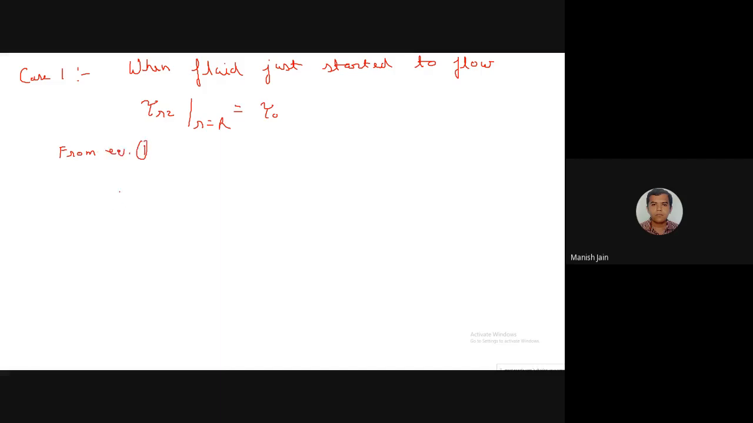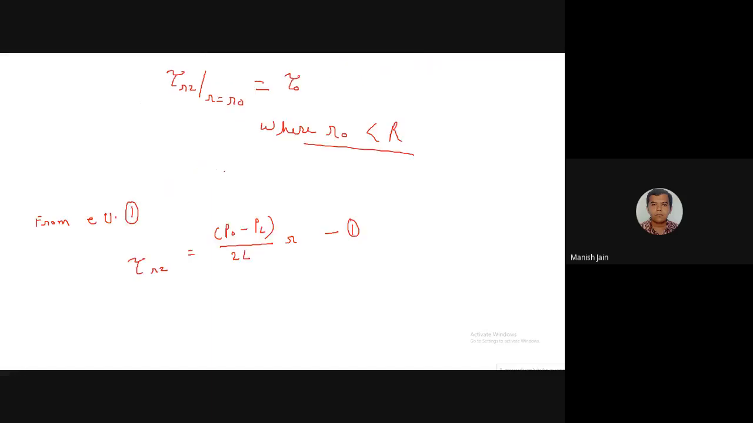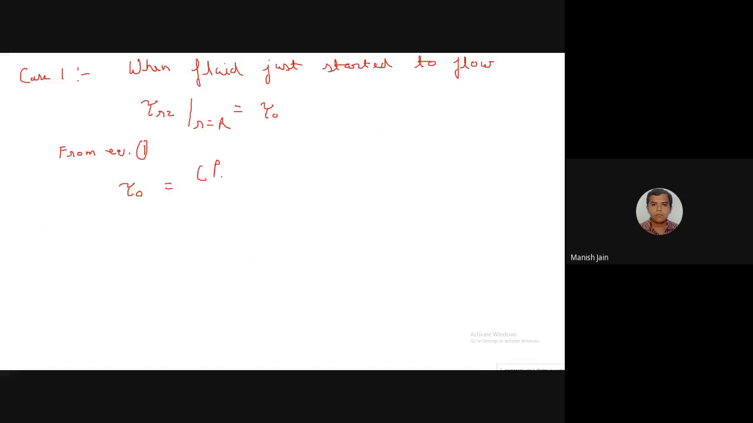You know that tau naught equal to the pressure. Here we are writing P naught and PL, because the pressure is varying, and we will also give a new notation for the pressure. So P naught dash minus PL dash. This is the new pressure which is sufficient to make the fluid flow, divided by 2L, multiplied by capital R. Okay, so this is equation number 1.